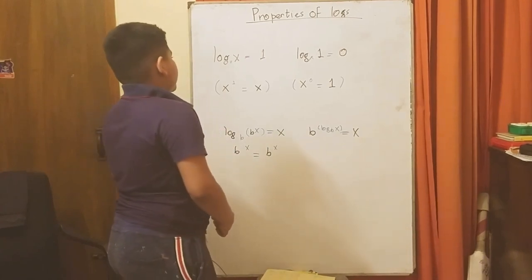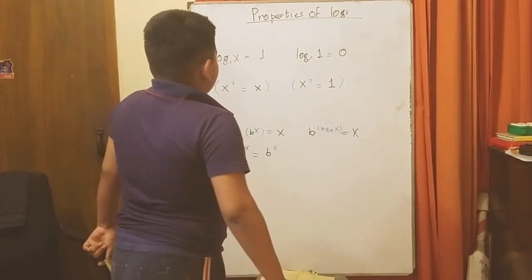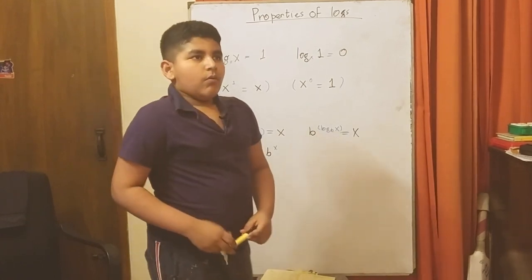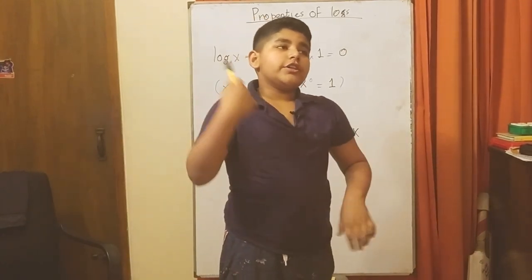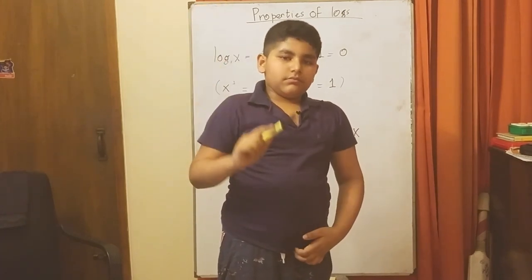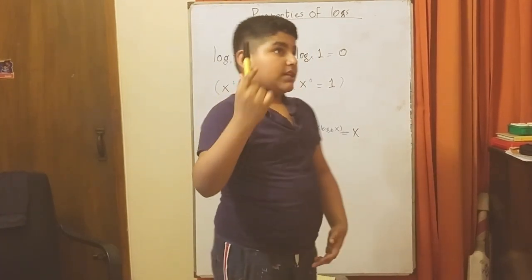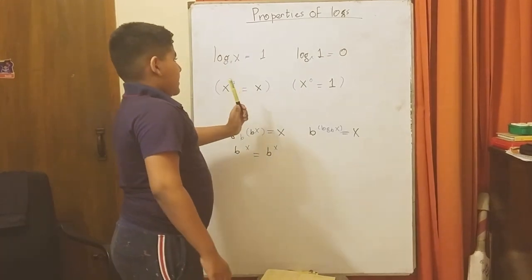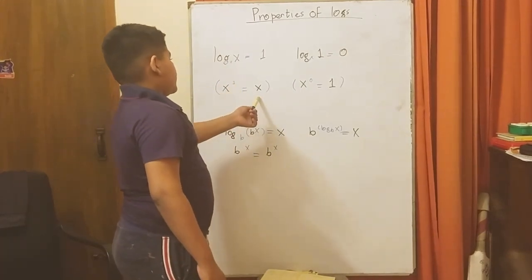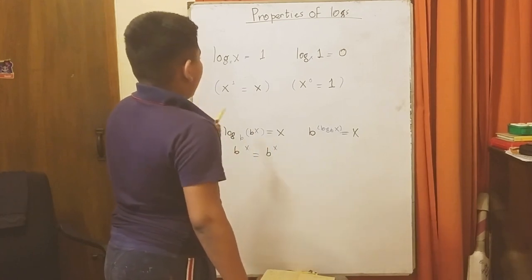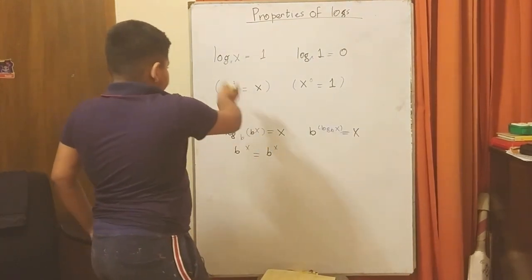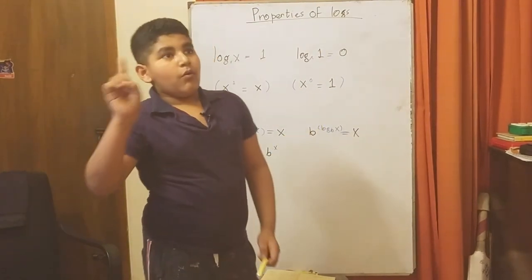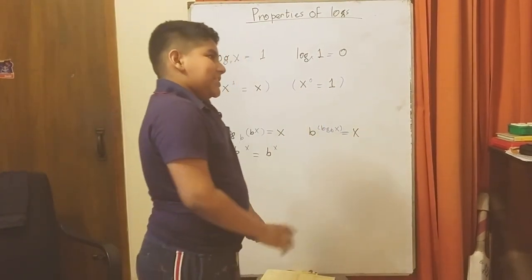A very common property of log is log base x of x equals 1. Now this is a very easy one because it's saying: what should x be raised to get x? This will obviously and without a doubt be 1, no problem, because x is sort of being multiplied one time, which is sort of weird.